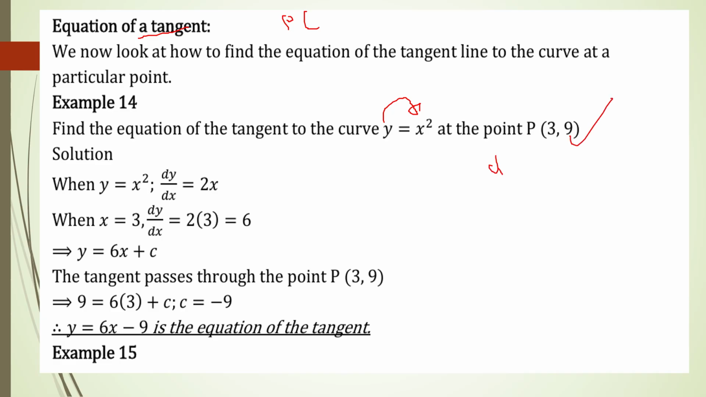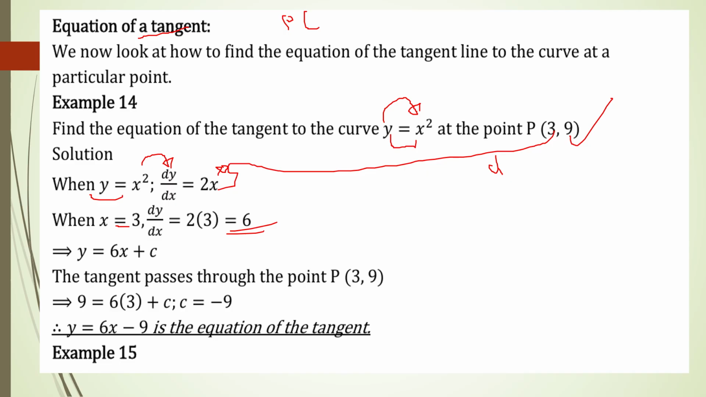But remember that to get the gradient, we told you that the gradient of the curve at any point is the same as the gradient of its tangent at that particular point. So to get the gradient, which is dy/dx, we have to differentiate this curve. That's why we wrote the function of the curve, and the first derivative gives us 2x. Then we substitute for the value of x to get the particular gradient. Substituting x equal to 3, we get our gradient to be positive 6.